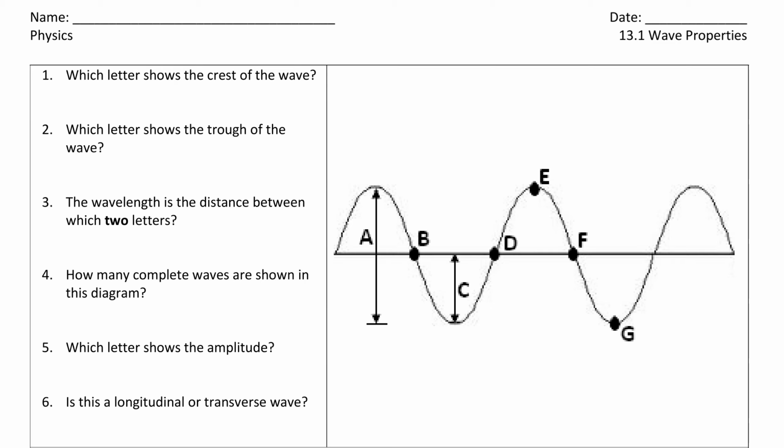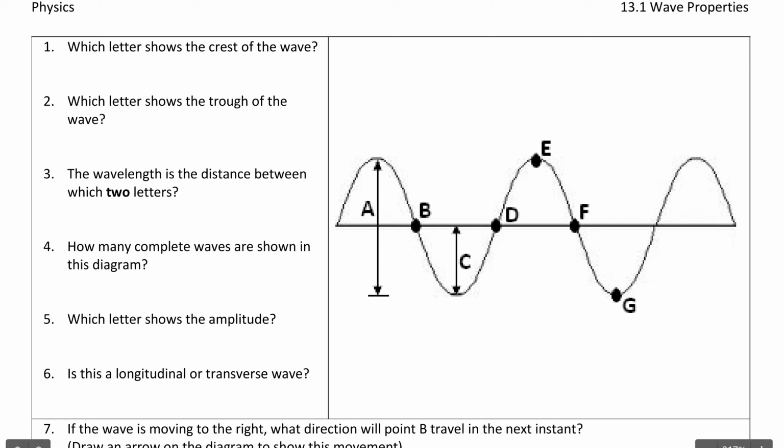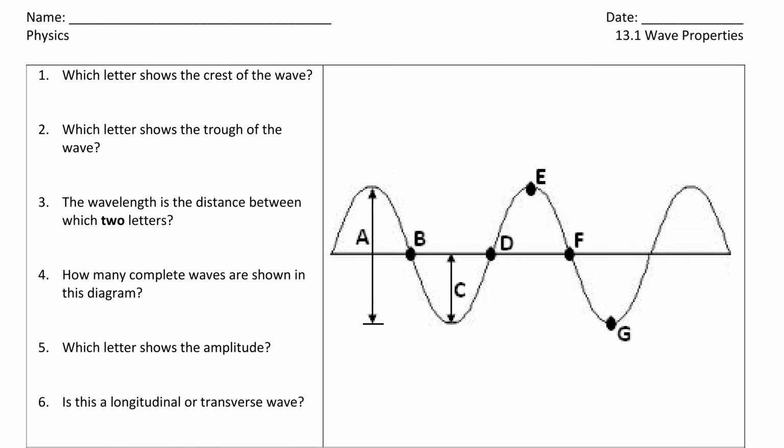So Unit 13 is very important because it gives you all the vocabulary so that you know the parts of a wave and how they interact. And then we'll do specific examples of different types of waves, such as sound waves and electromagnetic waves. So without further ado, let's do this.